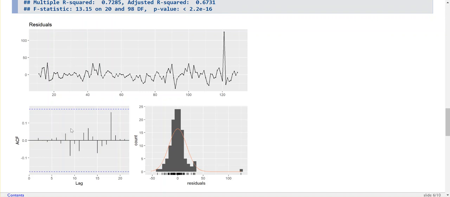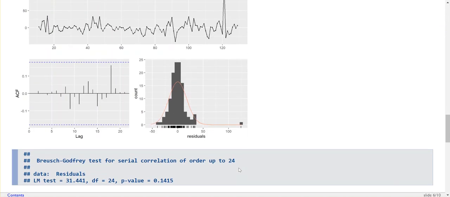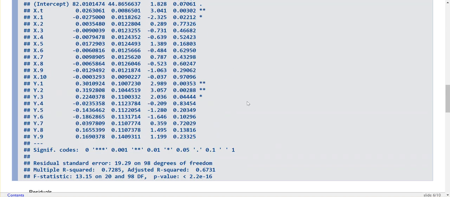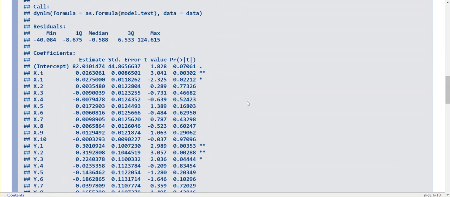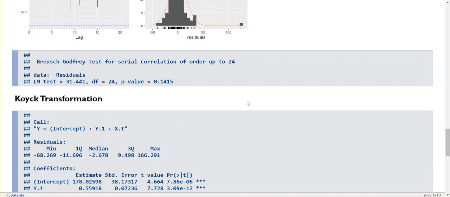The ACF lags are all underneath the blue line, so they're not significant. The distribution is close to normal, but not really, and that outlier is still showing. So to recap, this second autoregressive distributed lag model probably looks better than the first one, the DLM.